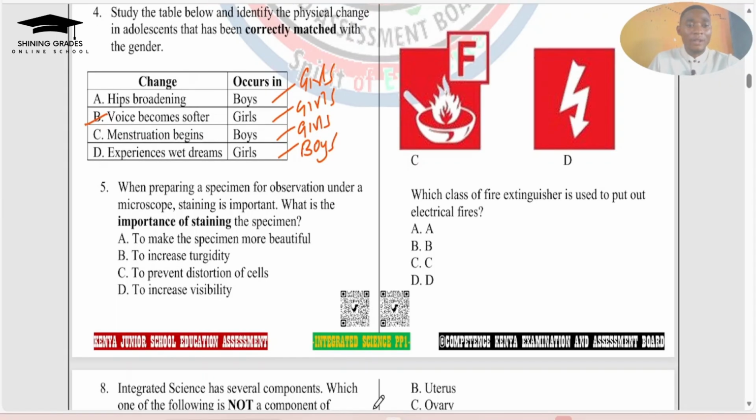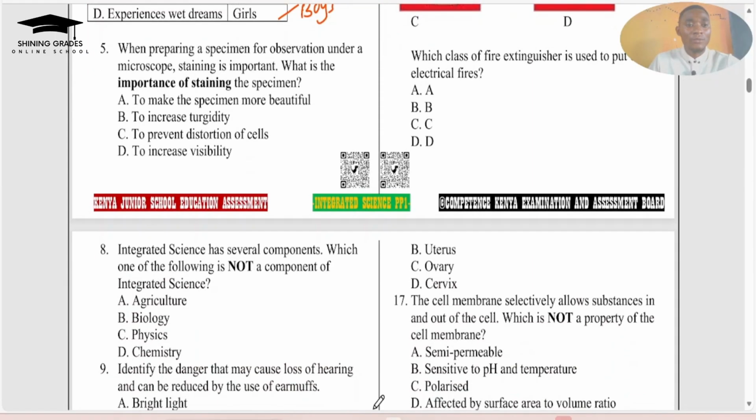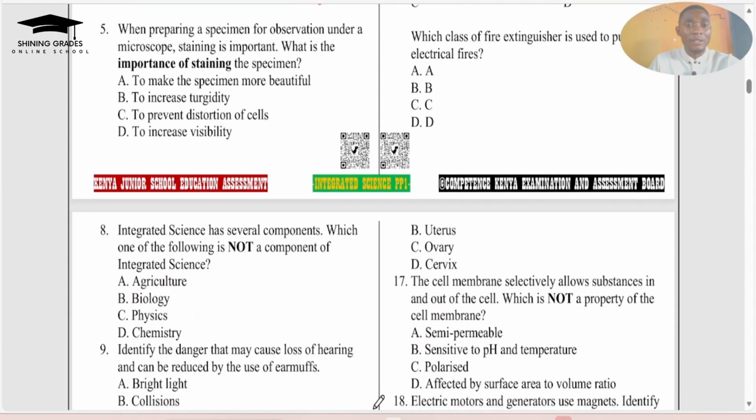Question number 5. When preparing a specimen for observation under a microscope, staining is important. What is the importance of staining the specimen? Learners, staining is the process of adding a colored substance or a dye on the specimen to make it a bit more visible or more detailed in terms of seeing the parts and the components of a particular specimen.